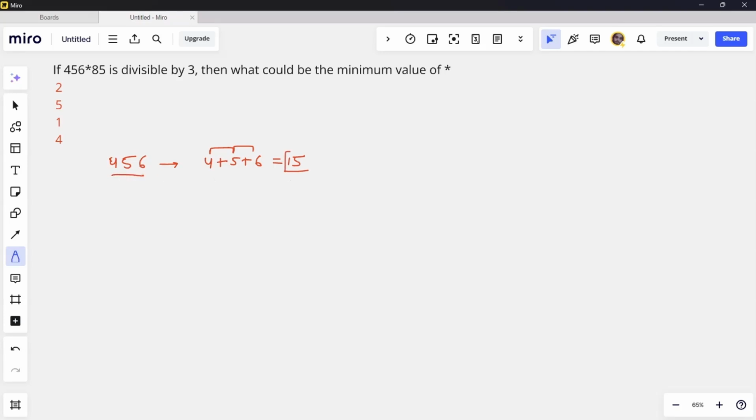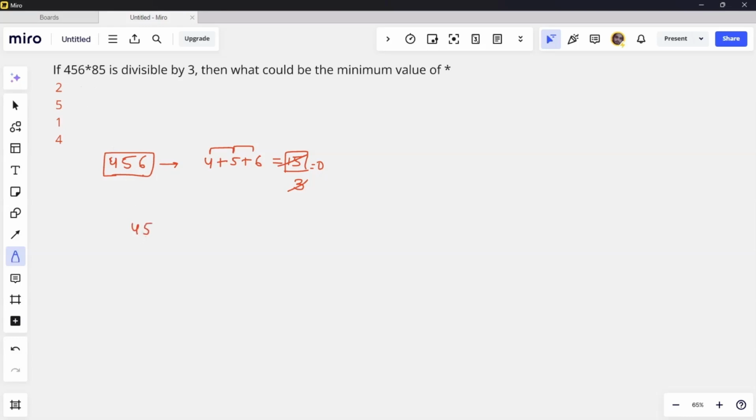Now if the sum is completely divisible by 3, let's check, 3 fives are 15, so the remainder is 0. If the sum of the digits is completely divisible by 3, it means this complete number is completely divisible by 3. Okay. Now let's try to apply the divisibility rule of 3 on this question and try to find out the value of star.